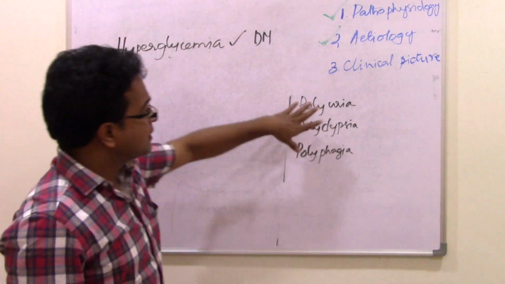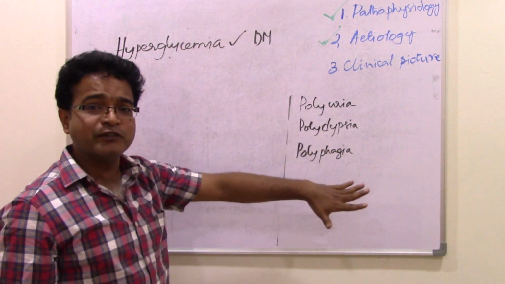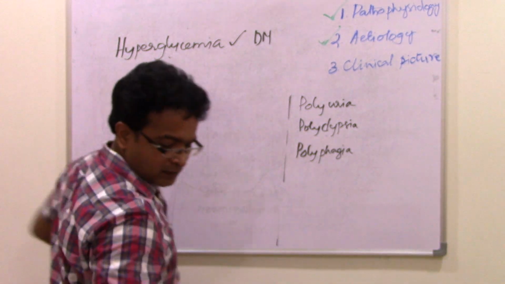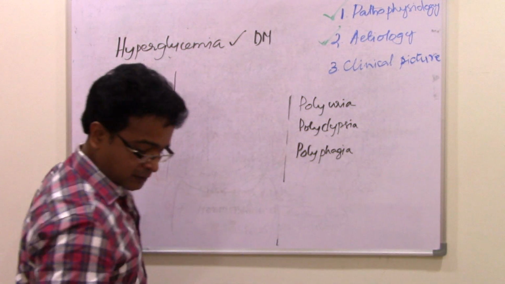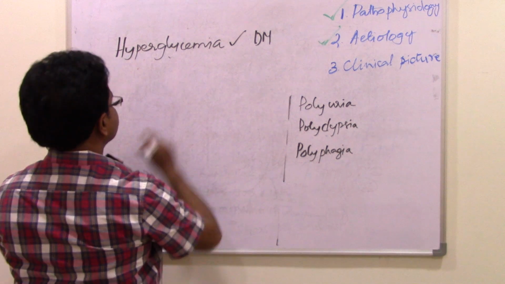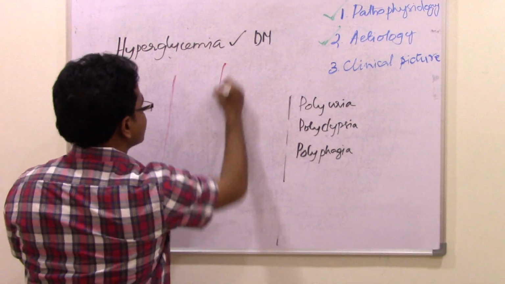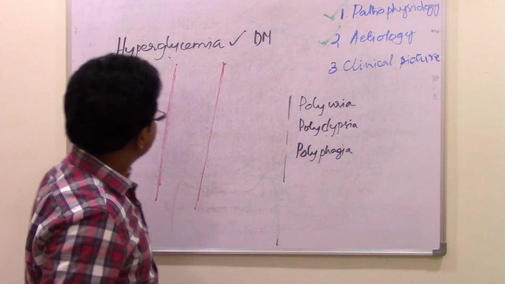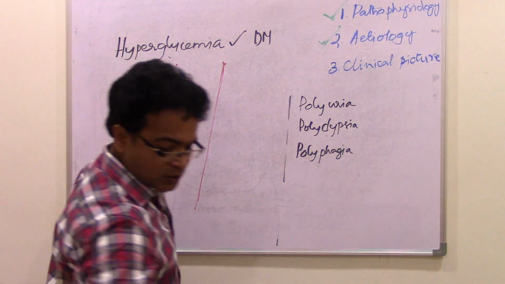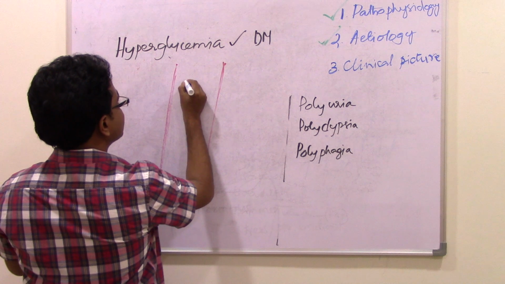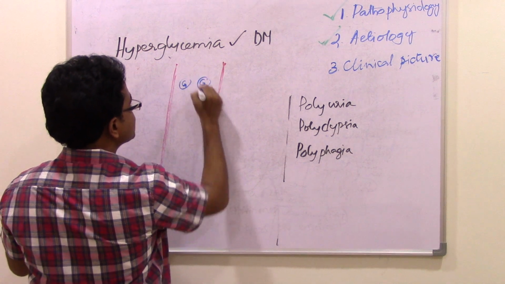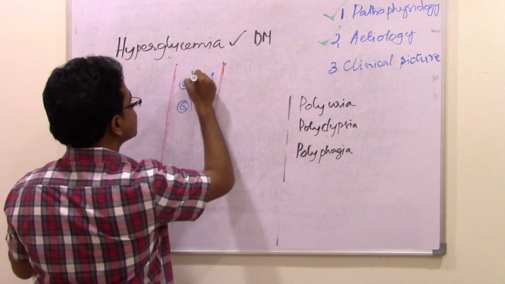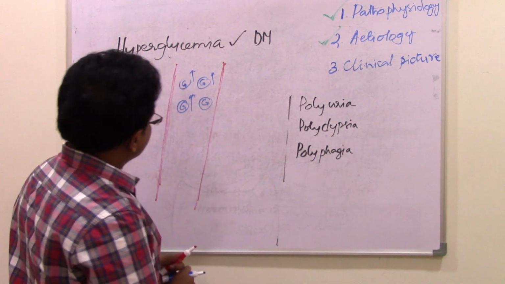So let's talk about the clinical picture. The clinical picture is polyuria, polydipsia and polyphagia. What happens when in our blood vessel there is excess sugar? This is our blood vessel, and the glucose inside is very high. There are so many glucose molecules, increased.